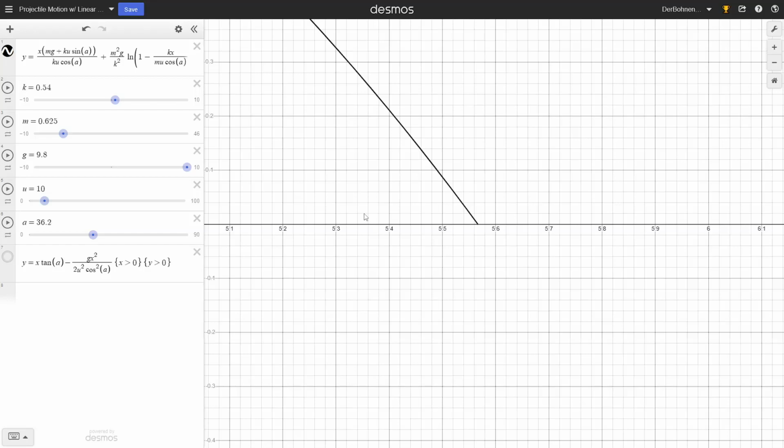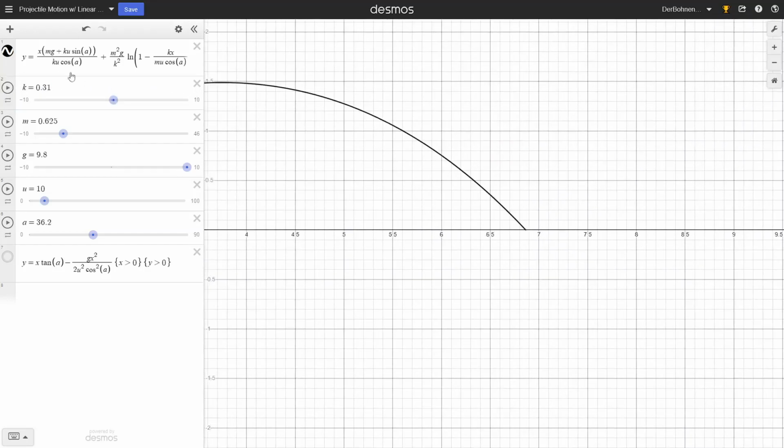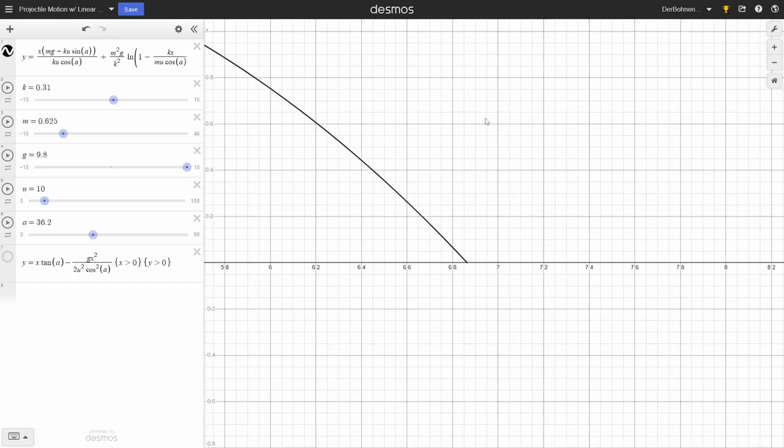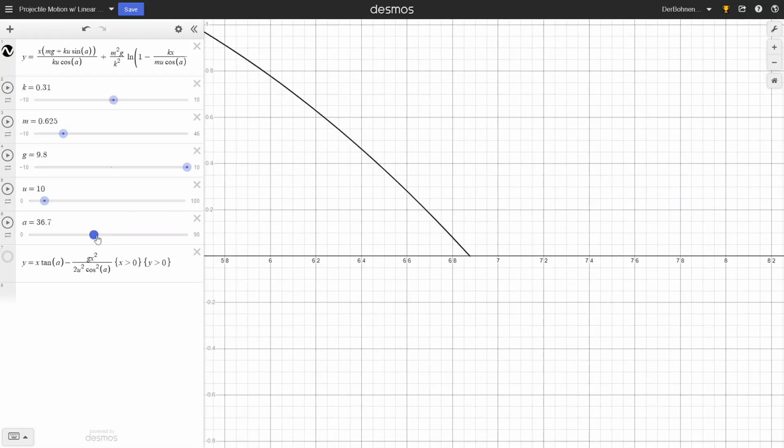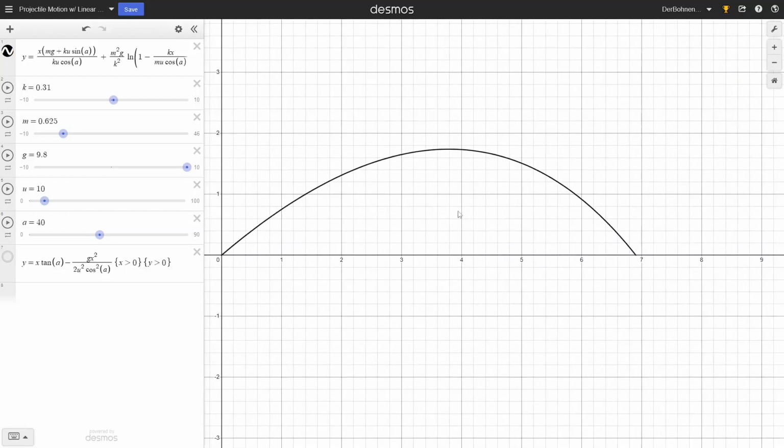Using the value of k from the internet's terminal velocity, which was 0.31, you can see the best angle is actually higher. It's about 40, it looks like, because when we're at 40, if we go higher, it gets smaller. If we go lower, it gets smaller too. So yeah, it's about 40 with the other value of k that we found, using the value of the terminal velocity online instead of calculating it ourselves.